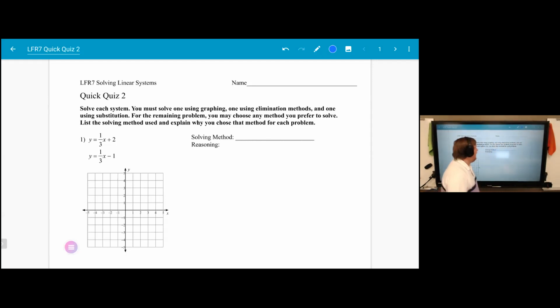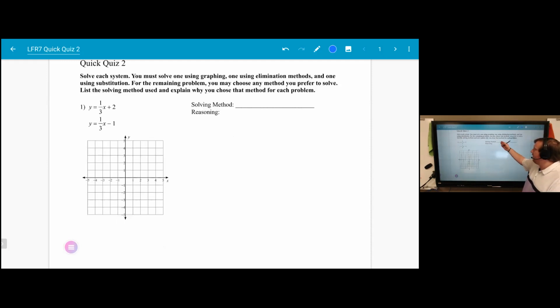Okay? There's actually 5 questions on here. We've got 4 problems like this where you need to make a decision on what method to use. Make sure that you've used at least each method one time, so between graphing, elimination, and substitution. And then for the 4th one, pick whatever you want and go wild. Number 1 in here, you are going to have to tell me the solving method, by the way, and your reason why.